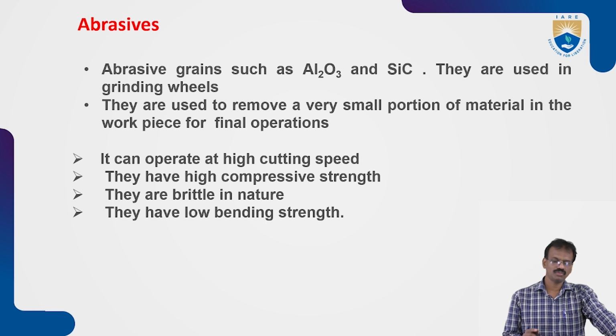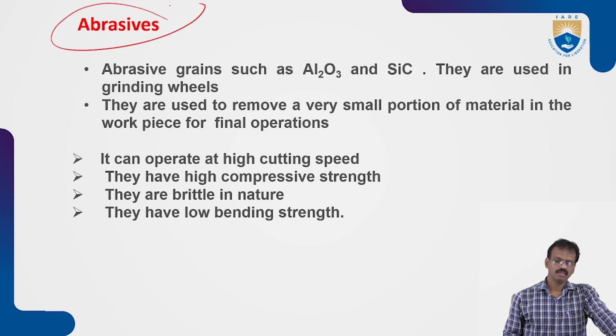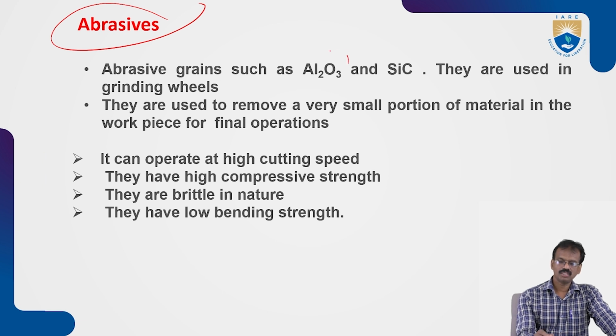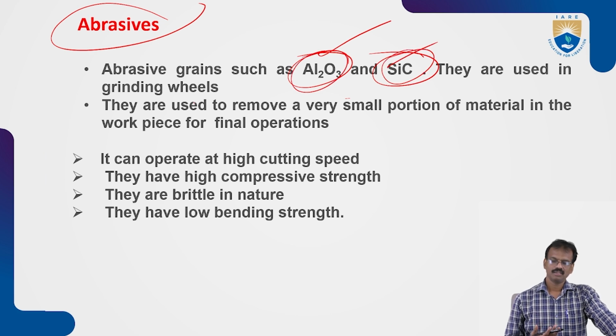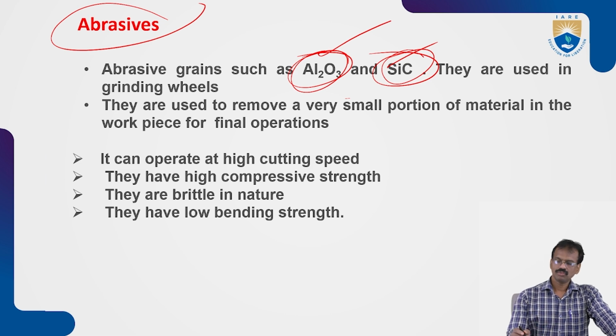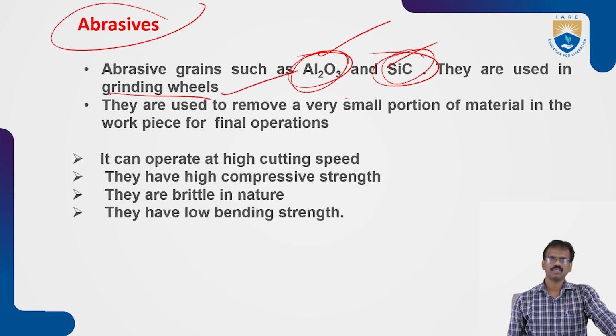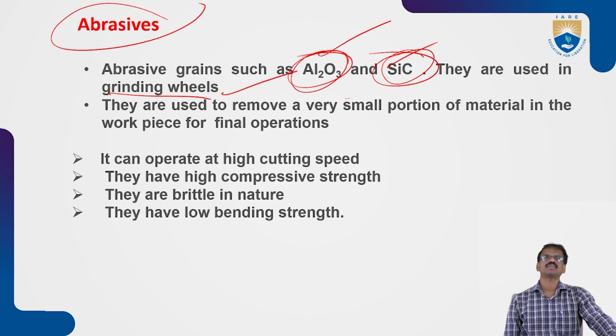Last one is the abrasives. You know that abrasive particles. These abrasive wheels are mainly used for the grinding operation, not for the machining operation. Abrasive grains, mainly you can take aluminum oxide or silicon carbide. These ceramic particles have very high melting temperature. Hardness of this material is very high. So these are mainly used to prepare the grinding wheels for surface finishing, not for the machining operation.